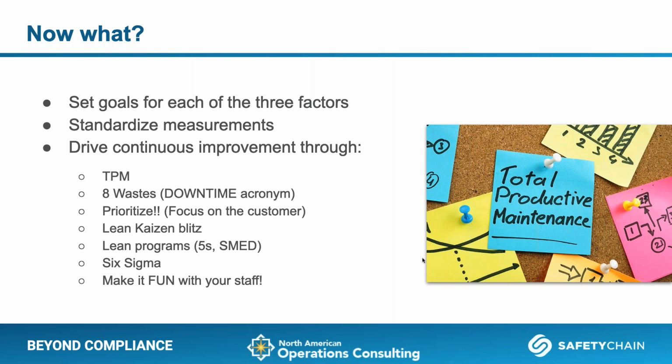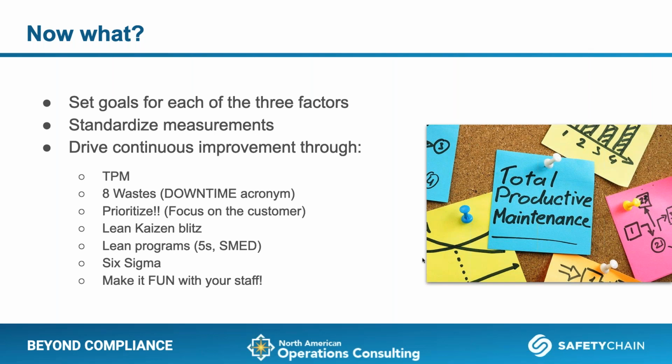Set some goals for each of the three factors. Standardize the measurements. A lot of times, and again, I see it to this day, it takes us 3 weeks, 4 weeks to decide how we're going to measure something. It's frustrating. So try to standardize the measurements, try to keep it simple at first. And then drive continuous improvement when you're seeing the gap, in each of the factors, between where you want to get to and where you're at.